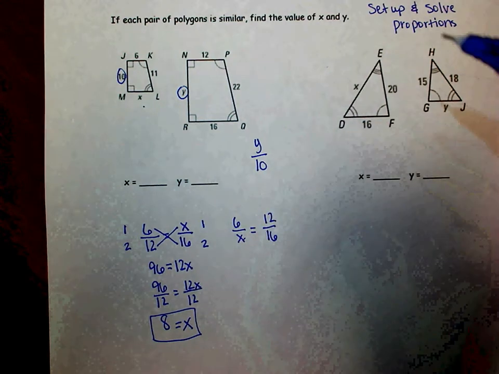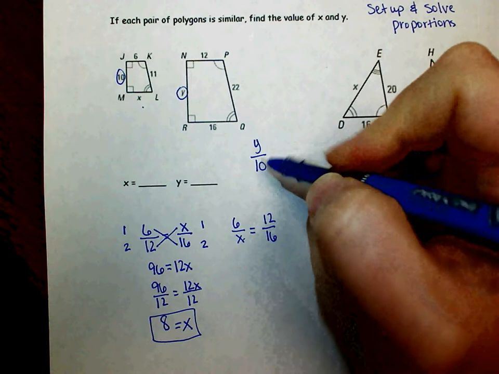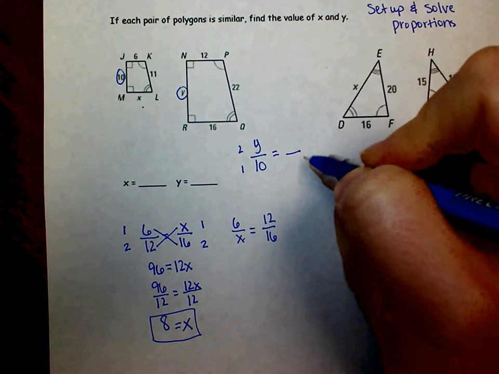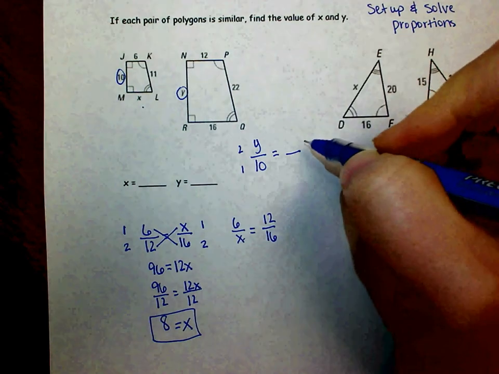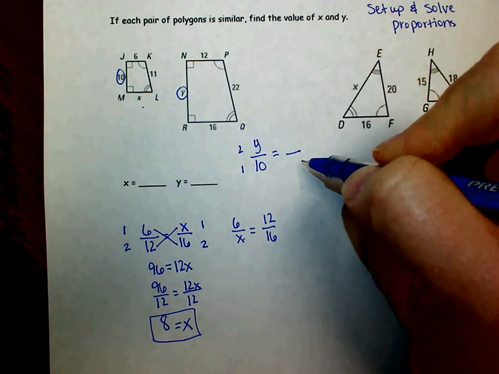This time I started with the second figure in the numerator and the first figure in the denominator. So when I write my second ratio, I want to be consistent. Pick a side from the second figure and a side from the first figure that correspond to one another.